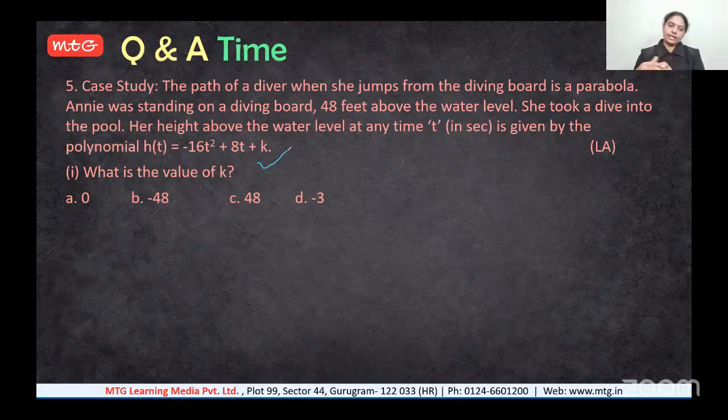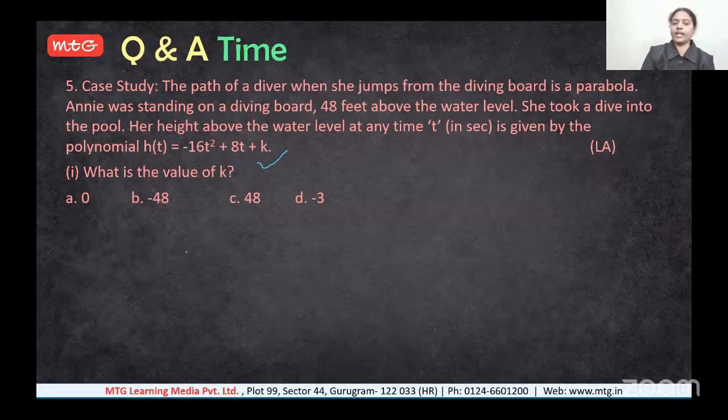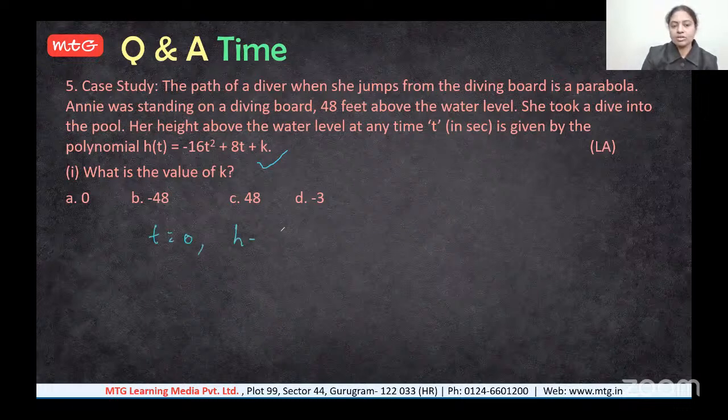Right, let's see how it is. First of all, the logic we can use here is, I have the polynomial minus 16t square plus 8t plus k. Initially, when the person hasn't done any jump, that is at time 0, the time was 0 seconds. Once the time was 0 seconds, the height was 48 feet.